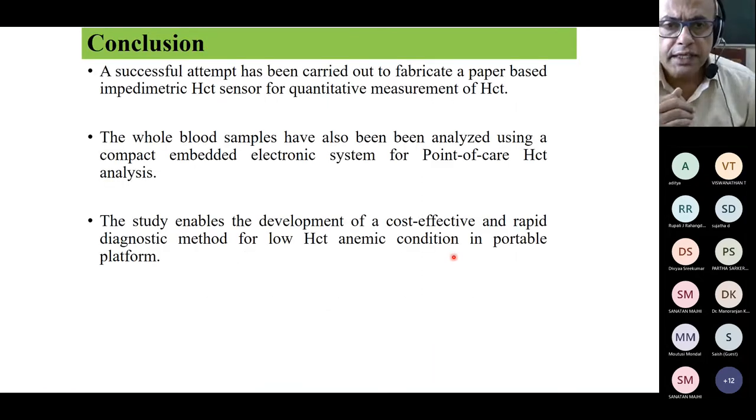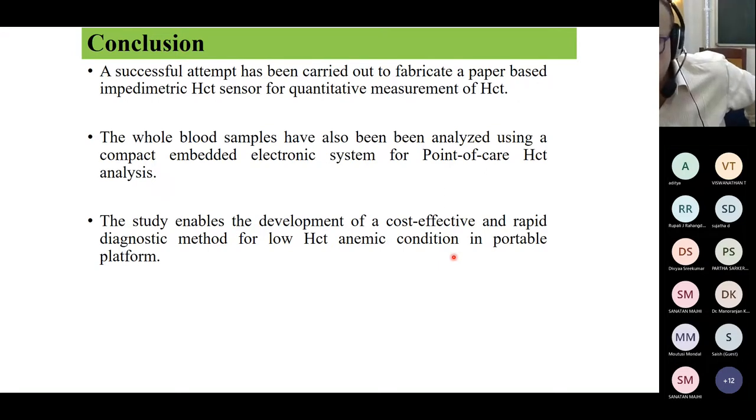So with this, I'll just conclude here: a successful attempt made to fabricate the paper-based sensors. We are working together with Professor Aditya and Professor Soumen Chakraborty's lab, through our power school, and have common PhD students. Specifically in my lab, it is a BioMEMS lab, so we develop different paper-based sensors based on the impedimetric or amperometric methods.